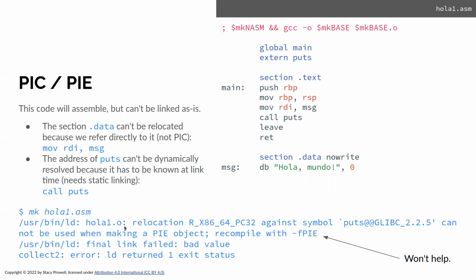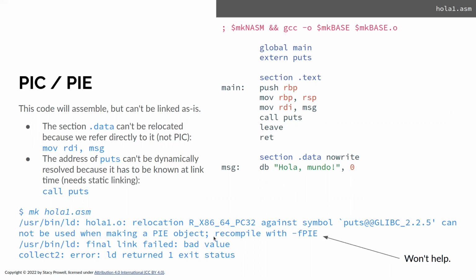Mainly, it's going to tell me, hey, you've got this relocation of type PC32, right? Remember, that's relative to the program counter, or RIP. You've got this relocation in your program against this puts symbol, but I can't use that when I'm making a PIE object, right? Because that's not relocatable. I'm going to put an absolute offset in here to puts, but I don't know what puts is going to be. It's dynamic. I can't do that. I can't move this code around.